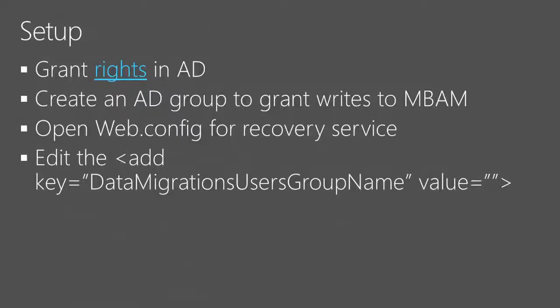Setting this up in Active Directory so that the scripts can pull is a fairly straightforward process. I have a link here so you can grab my deck later and get that, but there's a script you can run against Active Directory to grant a particular user or group rights to read those BitLocker keys, because by default you can't read that unless you're a domain admin, so this will let you do that. The other piece you need is an AD group that you tie into MBAM so that only those people can write data. You wouldn't want just anyone to keep writing data to the MBAM database, so this controls that.